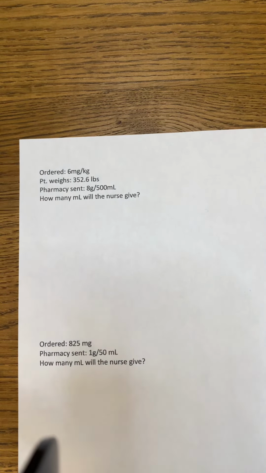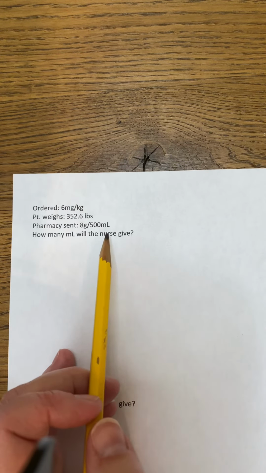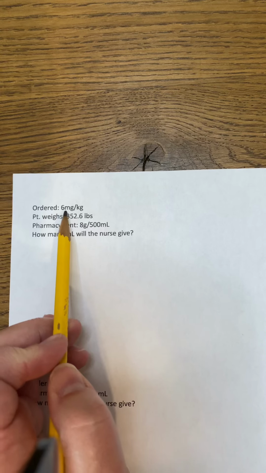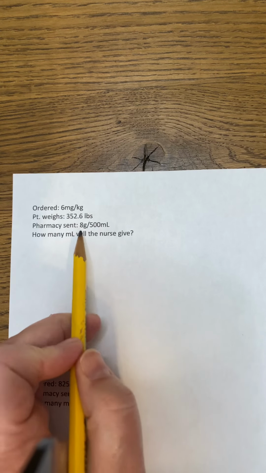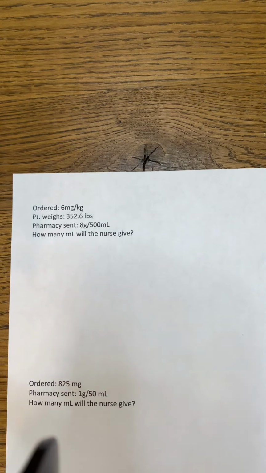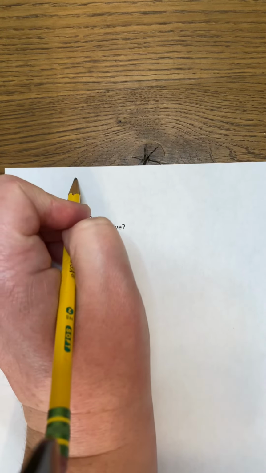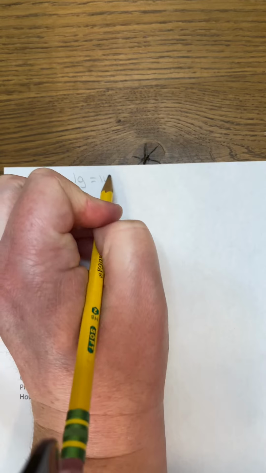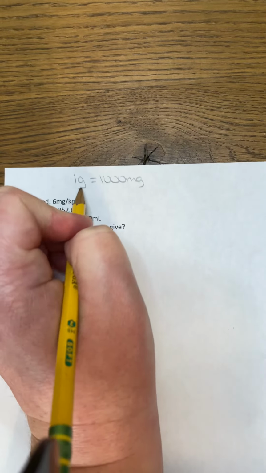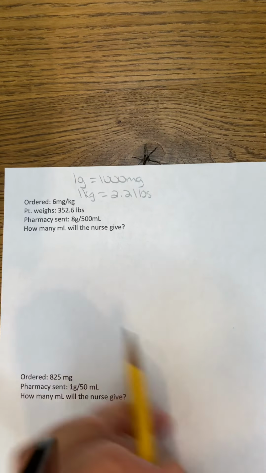All right, so now the next problem here is we have, again, a number of different conversions here because we have our order in milligrams and the pharmacy sends us grams, and we have pounds, and we need kilograms. So this one's going to be set up the exact same way as the last one, keeping in mind those two conversions that we need, which is 1 gram equals 1,000 milligrams, and 1 kilogram equals 2.2 pounds. Okay, we will need both of those. So let's set it up.